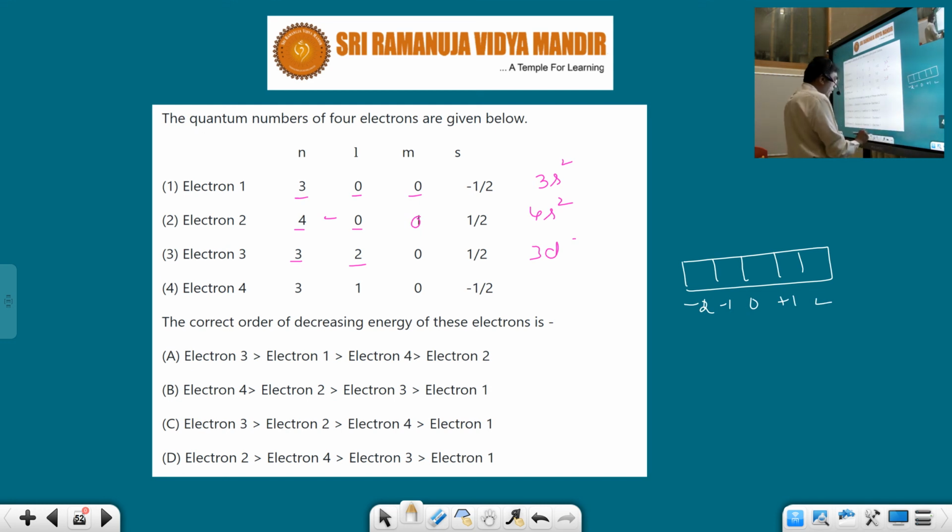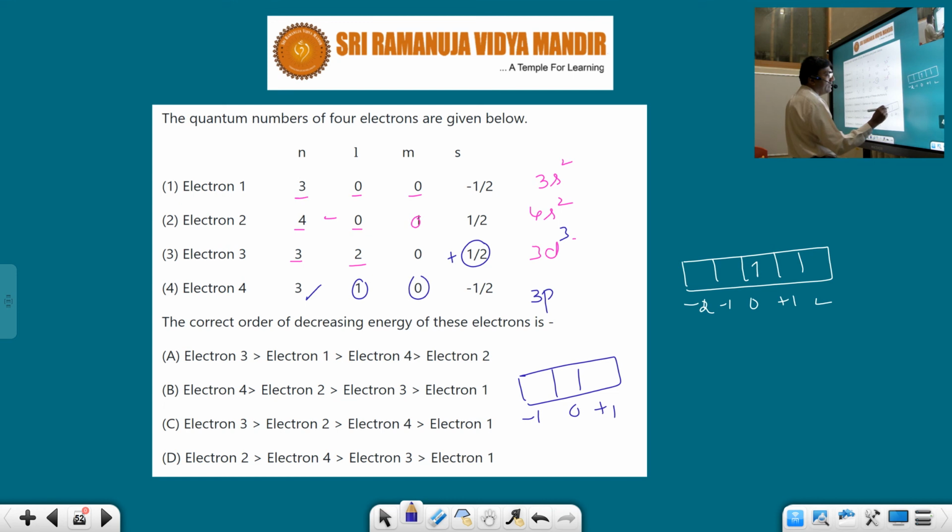That means the electron is in which orbital? Here. And plus half is given. Plus half means up. So 3d3. I hope you understood. 3d3. Now, the last one. So 3. This is a p orbital. For a p orbital, what else is there? Minus 1, 0, plus 1.